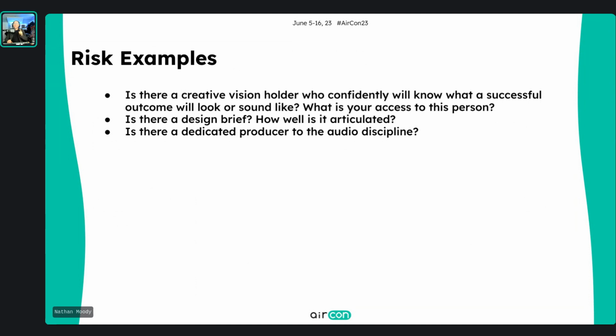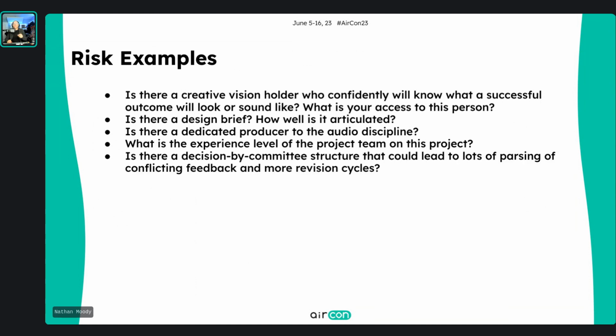Is there a dedicated producer on the client side to the audio discipline as a whole? What's the experience level of the team on this project? Are they seasoned and they've shipped 20 games? Are they brand new? It's a team of 3 and they've never released a game before. That range carries different amounts of risk.